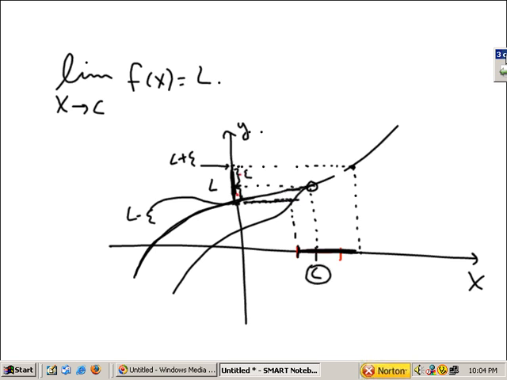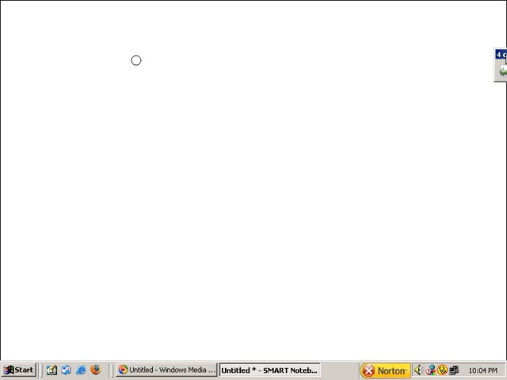Anyway, the formal definition is as follows. The way to prove this is as follows. You understood all that? Great.